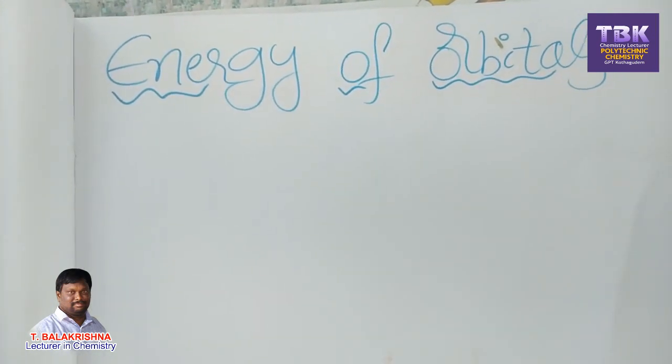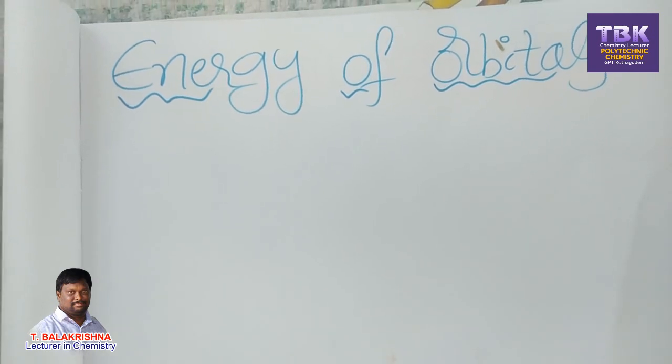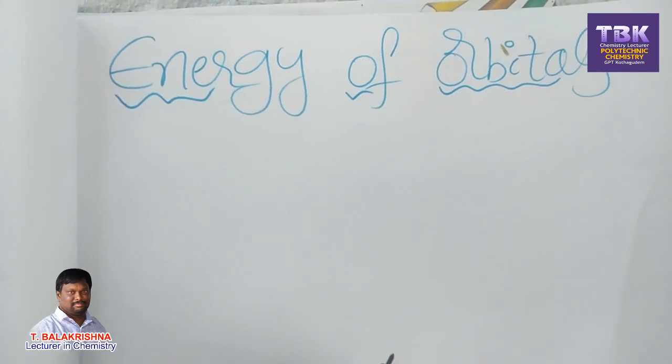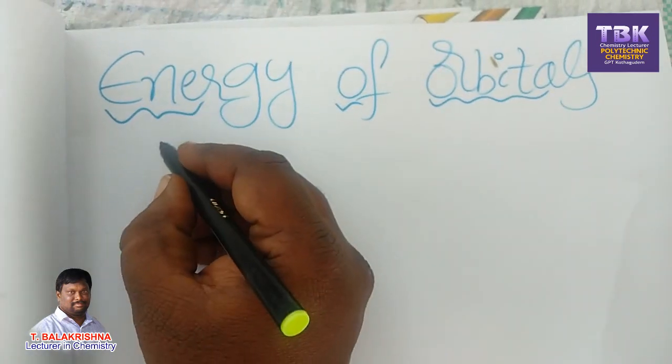Our topic is energy of orbitals. Energy of orbital depends upon the n plus L value. We already learned this in the previous part.